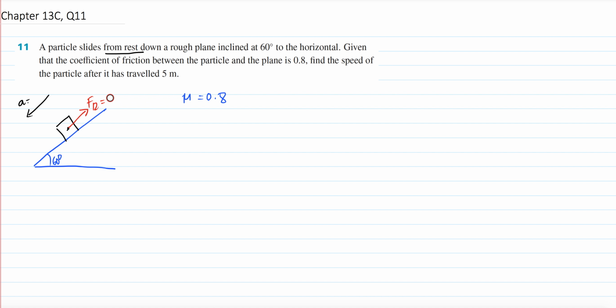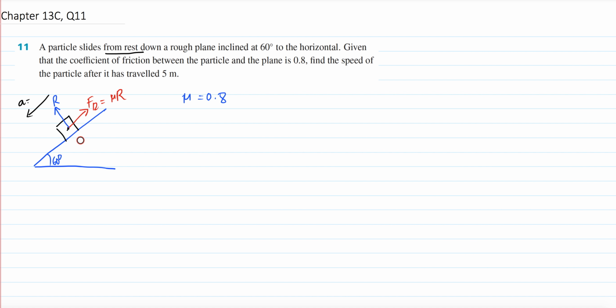The formula for friction is F equals mu multiplied by the reaction force, so mu multiplied by R. And now where is R? R is this force going up. It's always perpendicular to your plane. So whether it's horizontal or inclined, it's always perpendicular to it.